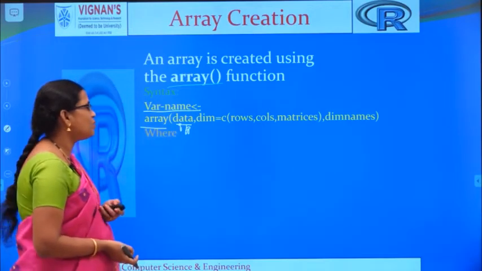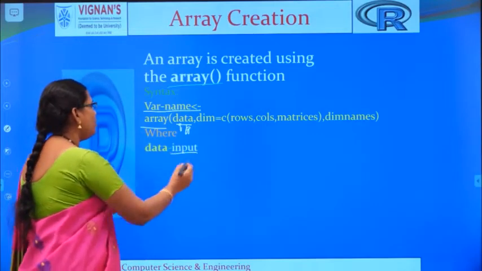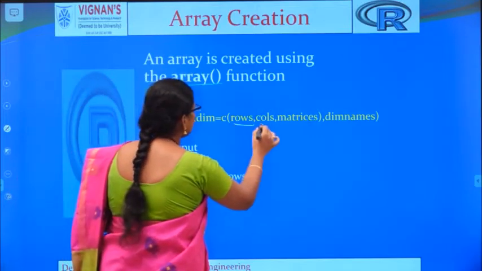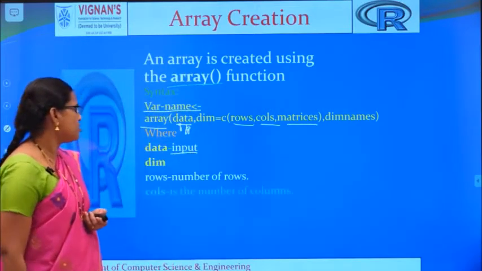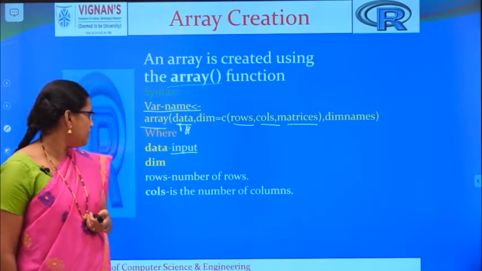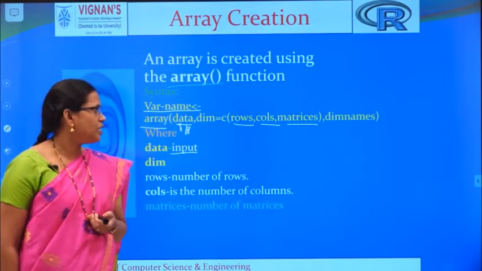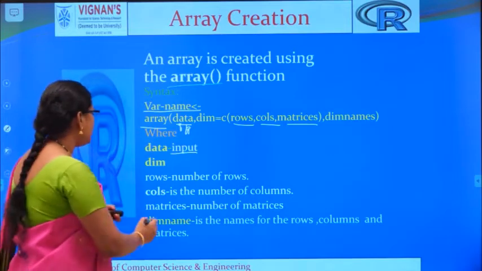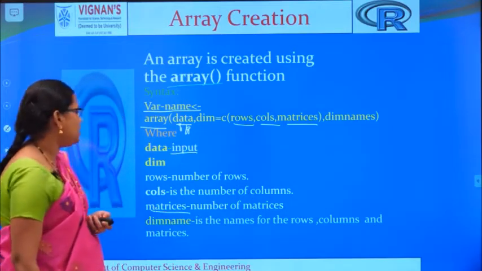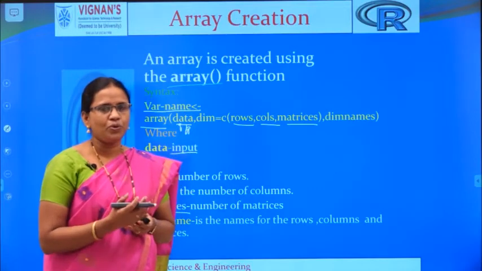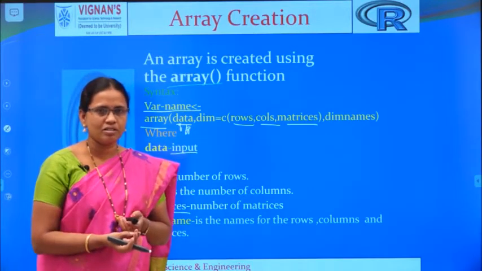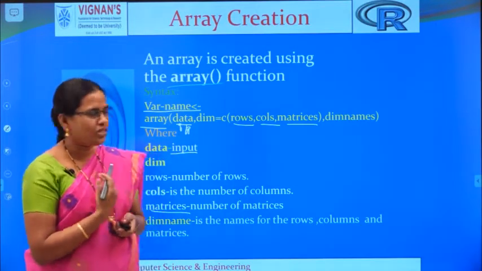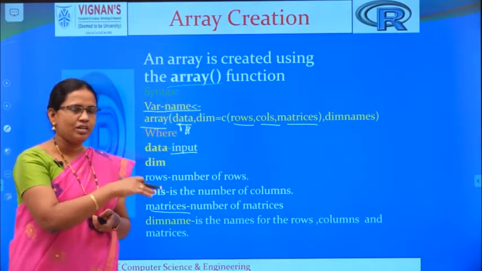Let us see each parameter clearly. Data is nothing but the input, and dimensions contains 3 parameters: rows, columns, and matrices. Rows is the number of rows to be created, columns is the number of columns, and matrices is how many matrices you are going to create. At this place you will give the matrices. And then dimension names: if you want to specify names as matrix names, then you have to pass the names parameter, as we have seen in the matrices concept.